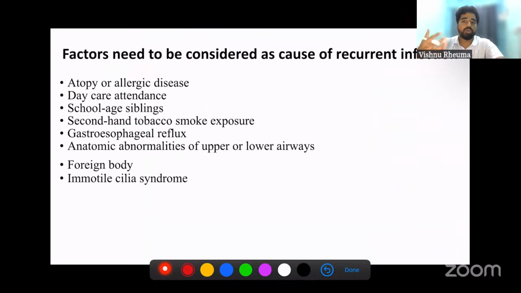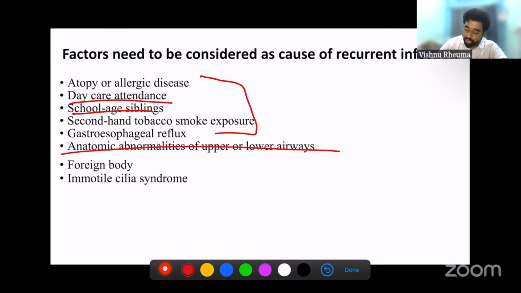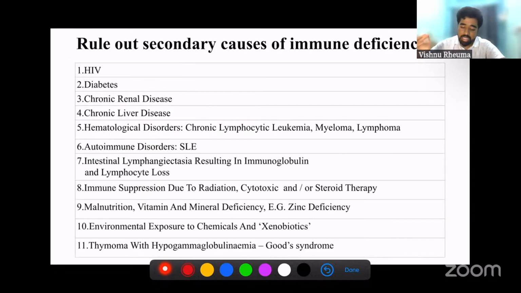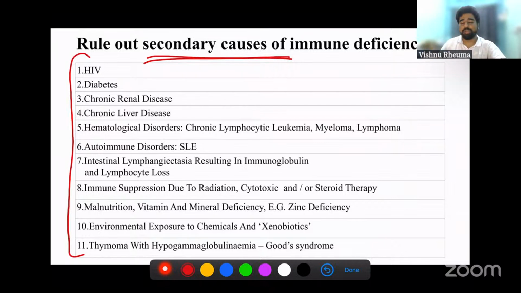So apart from this, obviously, you will consider other secondary causes, right? For example, if you have an allergic disease, you have a higher chance of recurring infections, daycare attendance, you have a higher exposure, school-age siblings, all of this is basically higher exposure, either locally in your respiratory tracts, GI tracts, etc., or higher external exposure. Foreign body, motile cilia syndrome, all of these are increased exposure to organisms. So these are your secondary immunodeficiencies that are causing recurring infections. So firstly, you will have to rule out all of these secondary causes of immunodeficiency.